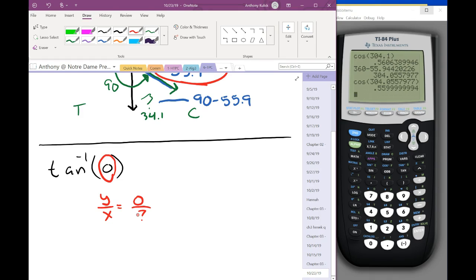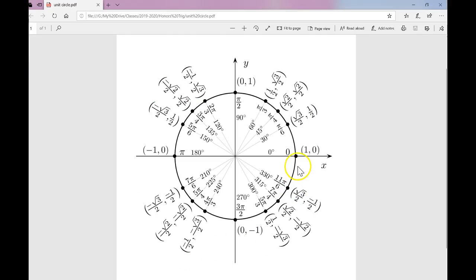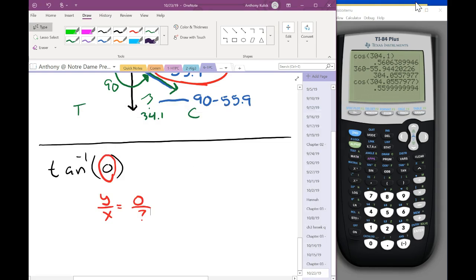Everybody's okay with that? So let's go to our unit circle and take a look for a place where the y-coordinate is 0. So I see it here. Here. And those are the only two places, right? At 0 and at 180. So depending on whether we were talking in radians or degrees, I wrote both sets of answers.